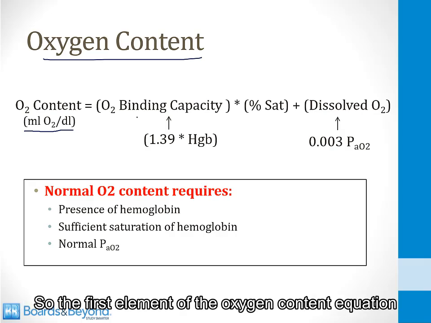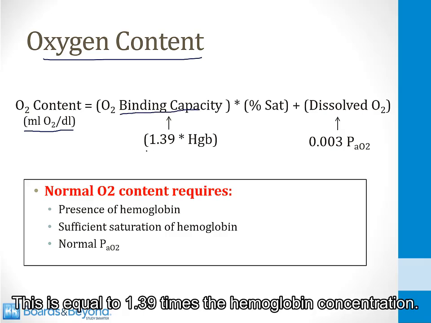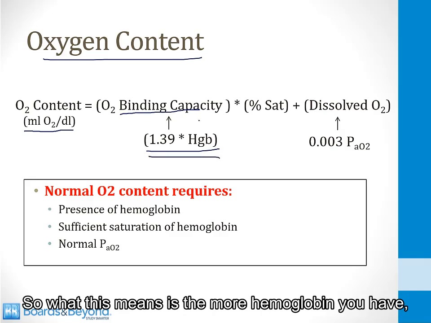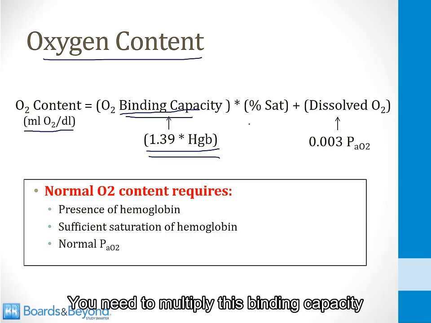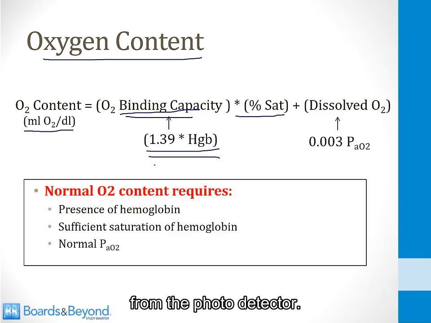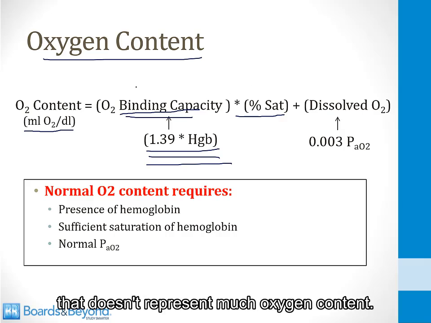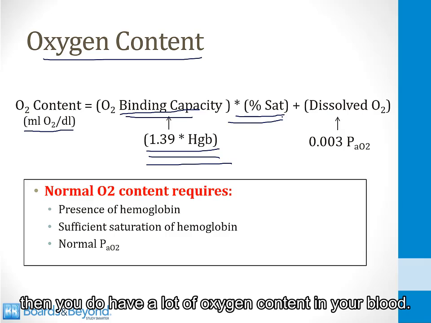So the first element of the oxygen content equation is the oxygen binding capacity. This is equal to 1.39 times the hemoglobin concentration. What this means is the more hemoglobin you have, the more oxygen that you can potentially bind. You need to multiply this binding capacity by the percent saturation that we talked about earlier from the photodetector. If you have lots of hemoglobin but it's only 10% saturated, that doesn't represent much oxygen content. On the other hand, if you have lots of hemoglobin and it's 99% saturated, then you do have a lot of oxygen content in your blood.